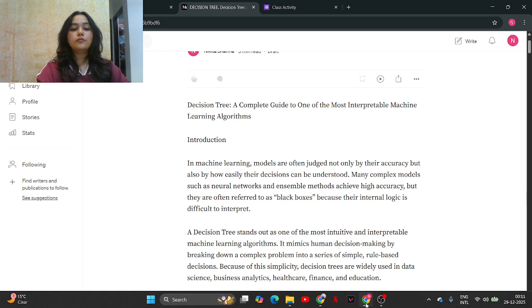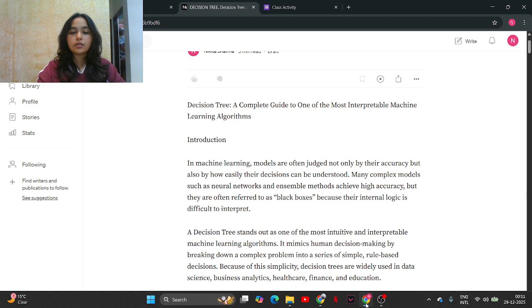So a decision tree is a supervised machine learning algorithm used for both classification and regression problems. It works by breaking a complex decision into a series of simple yes or no questions based on the features of the dataset. Visually, it looks like an upside down tree.